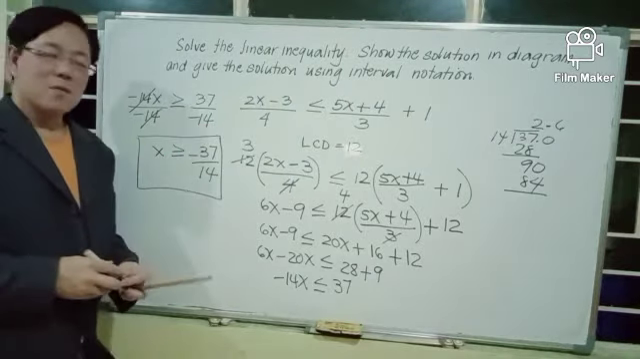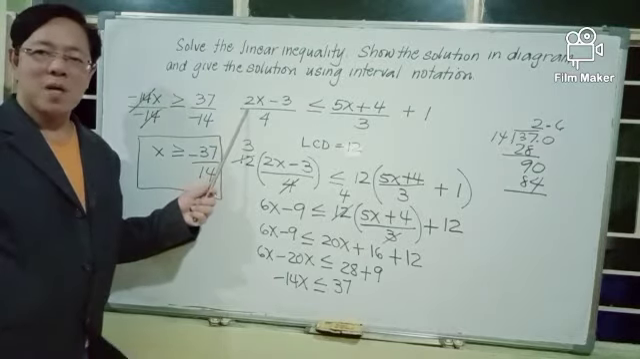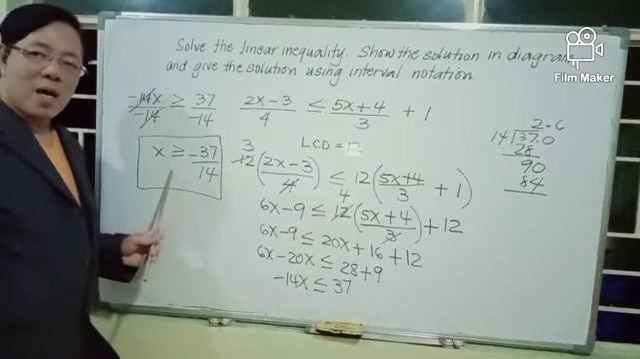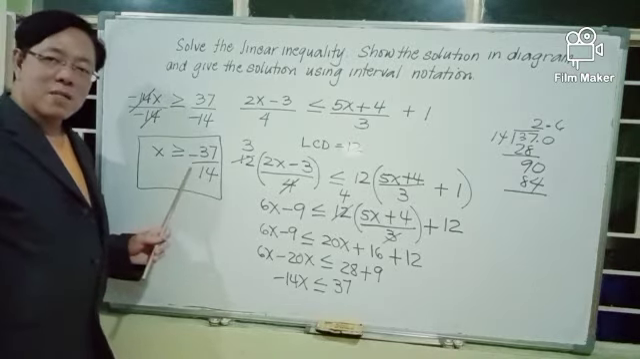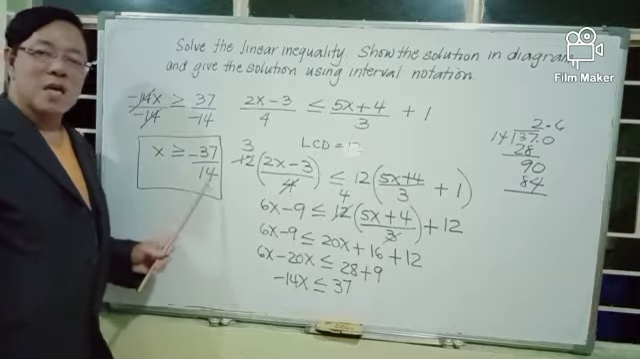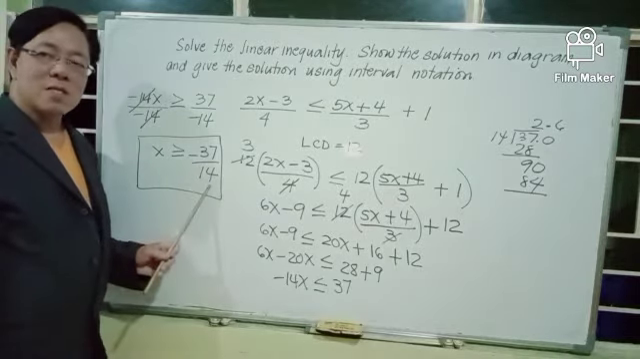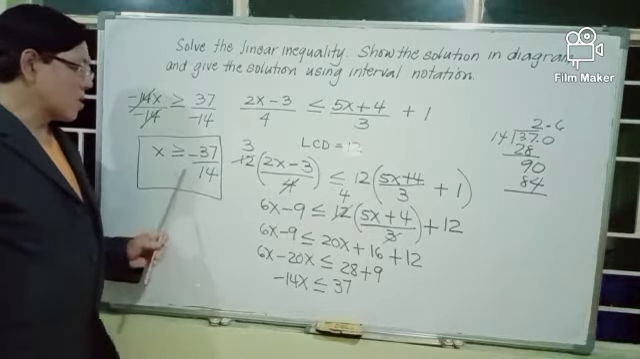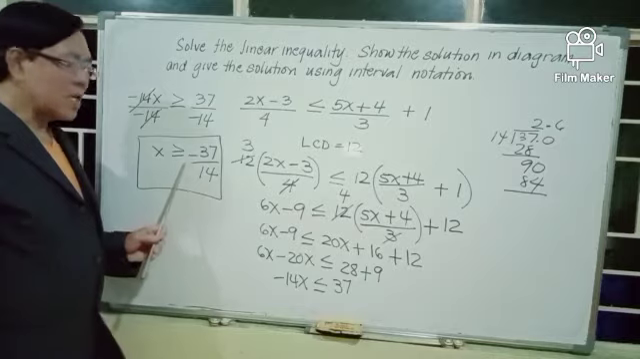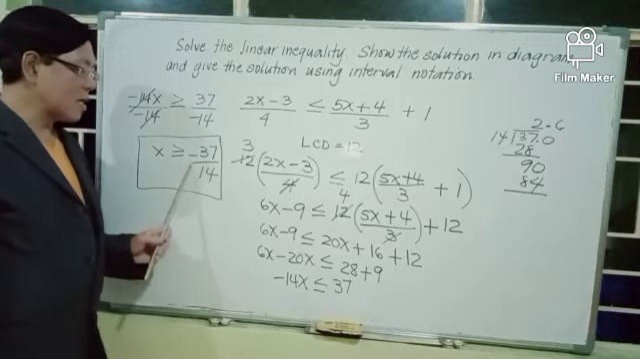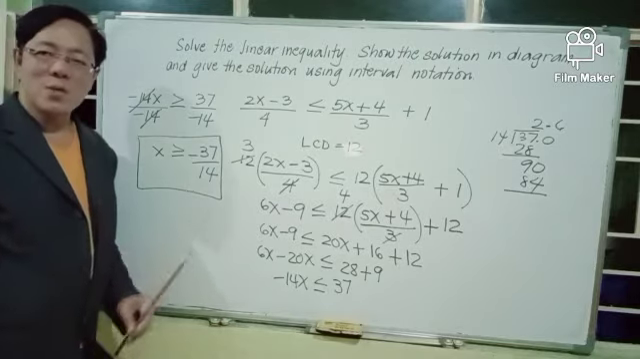This is now the solution of this given linear inequality in one variable. All the values of x are real numbers that are greater than or equal to negative 37 over 14. Negative 37 over 14 is a solution. X equals negative 37 over 14 is a solution. And all the real numbers that are greater than negative 37 over 14. We will now represent this solution.